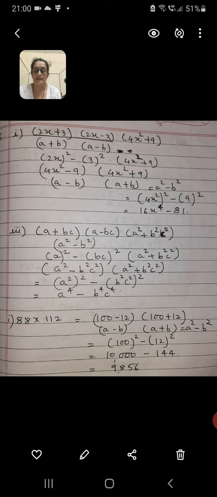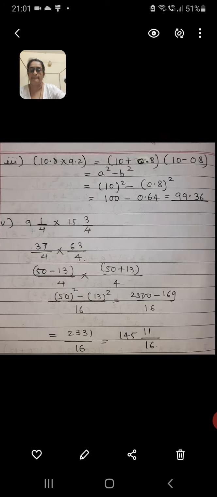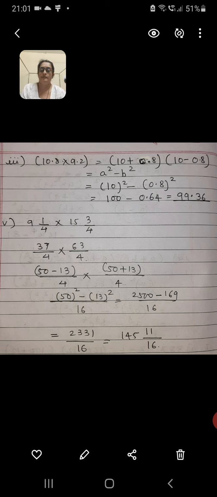So again a square minus b square formula. So what is a? 100. That square is 100 square is 10,000, and b is 12. 12 square is 144. That gives us 9856. One more multiplication, 10.8 into 9.2.